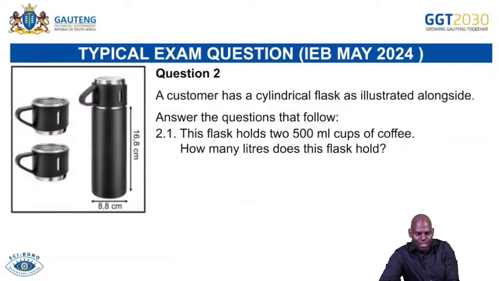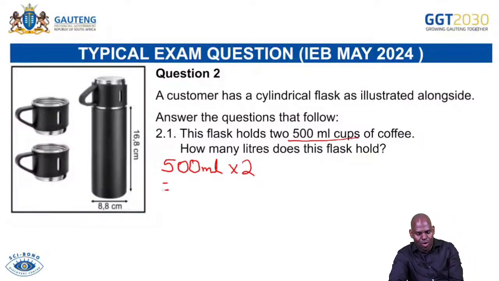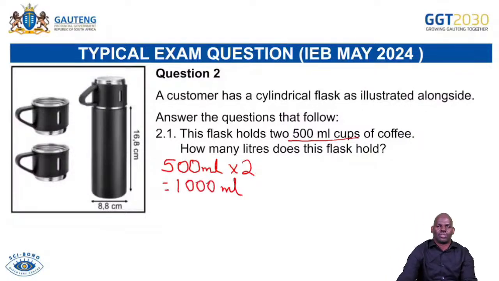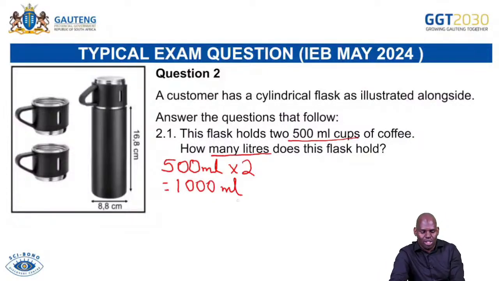Okay, from this information, they say this flask holds 2 500 milliliter cups. So if we add them together, we're going to have 500 milliliters multiplied by 2. Or some of you might say 500 milliliters plus another 500 milliliters. This will give me 1000 milliliters. But wait a minute, the question says how many liters? So in the end, the answer must be in liters.